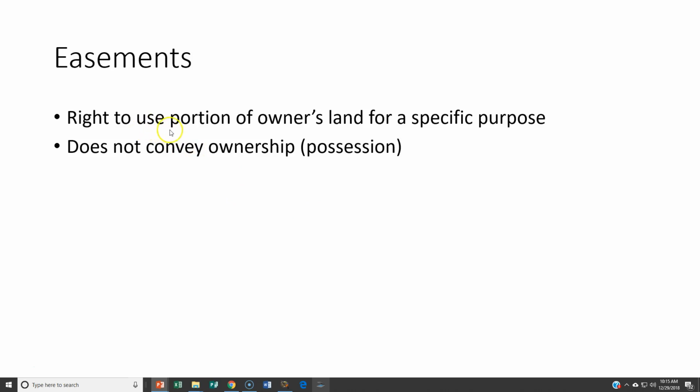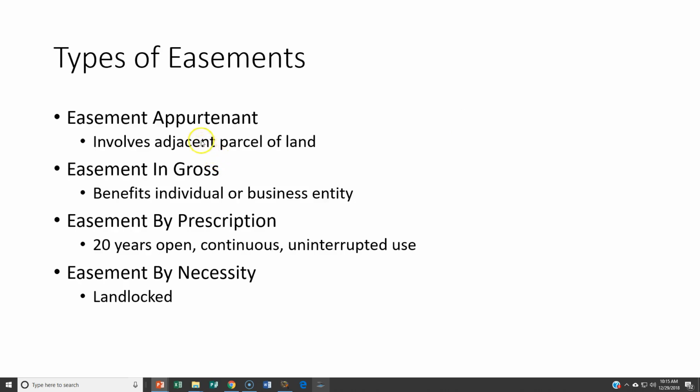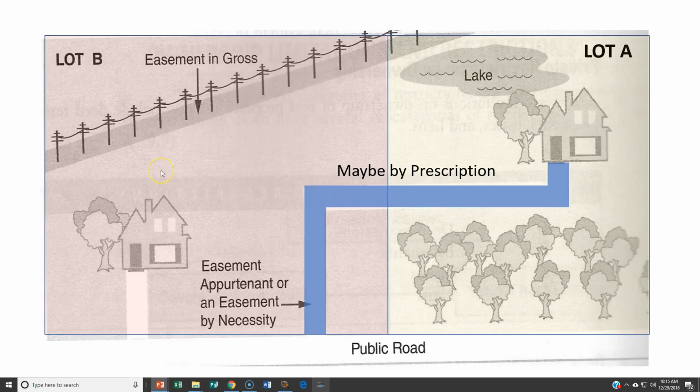Easements. This is the right to use, not live on or occupy or put anything on it, the right to use a portion of the owner's land for a specific purpose, but it does not convey ownership. And we've got quite a few different types.